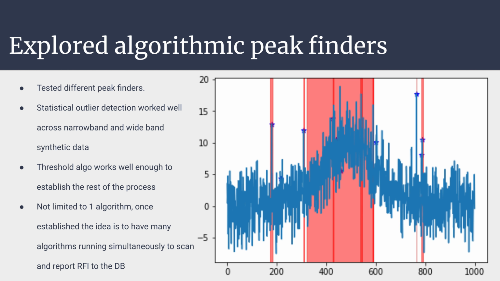This algorithm isn't perfect and could certainly benefit from more tuning, but this gave us a sensible baseline to start with for the rest of the prototype. And this highlights the benefit of observing and keeping metadata, because if you know what to expect, you can tune algorithms to be much more effective. In general, I'd like to point out that we aren't limited to only using one algorithm. In the future, the idea is to have many different algorithms running simultaneously, scanning for RFI and reporting information to the database.